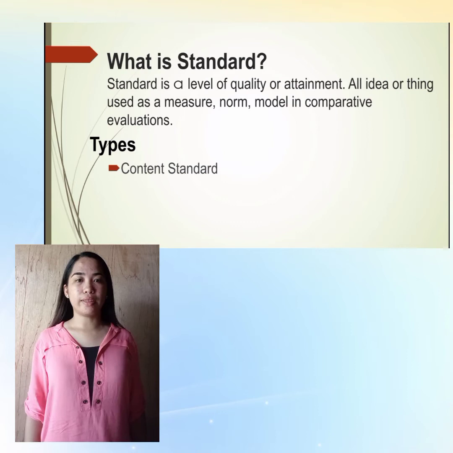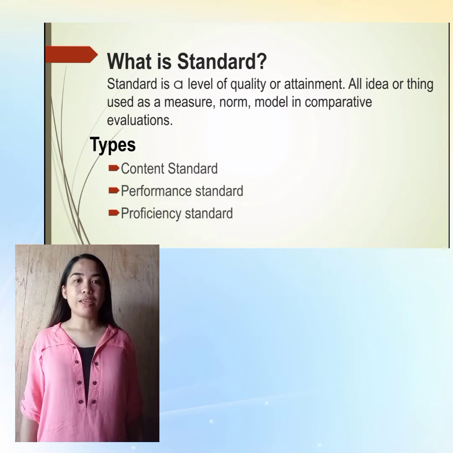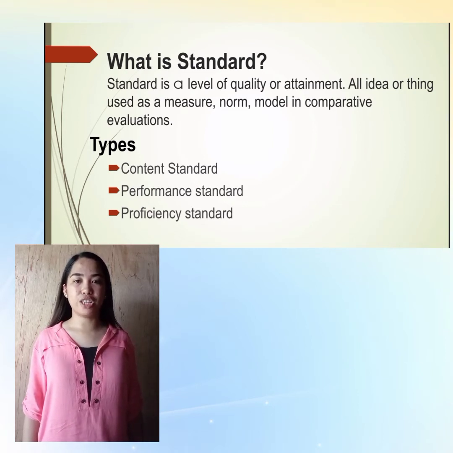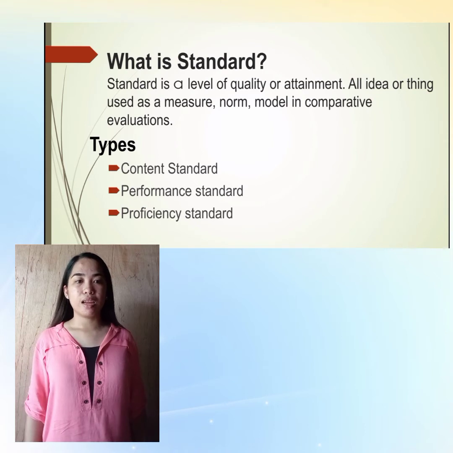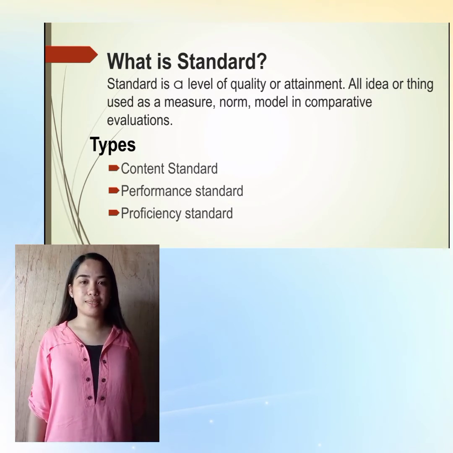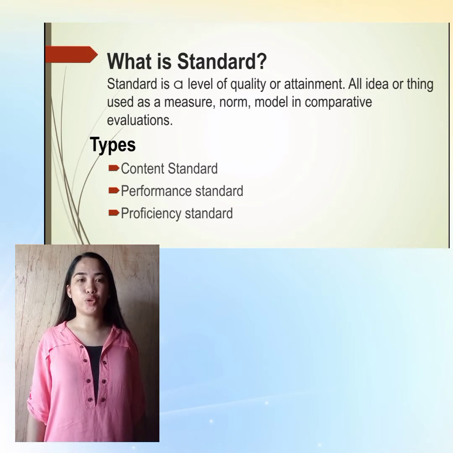The first one is content standard. Content standards are statements about what learners should know and be able to do with the content. The second one is performance standard. Performance standards show us how the learners have achieved the standard target. They refer to how learners are meeting a standard and show the learners' progress toward meeting a standard. The last one is proficiency standard. These standards tell us how well learners should perform.